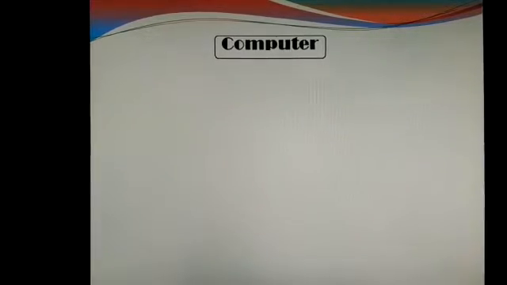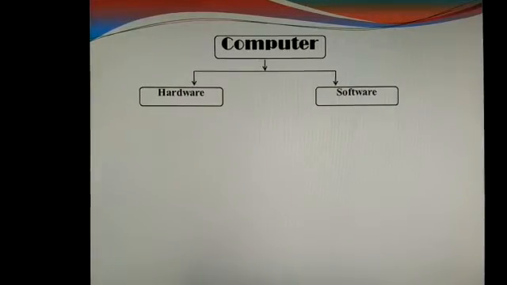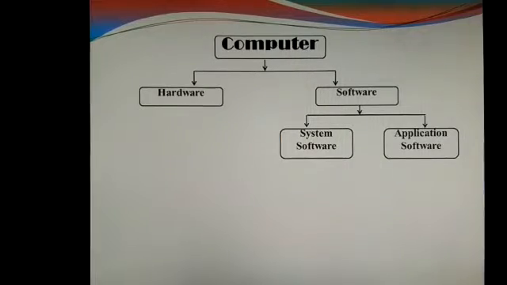Students, a computer system can be considered to be made up of two main components, hardware and software. We have to study only about software. Software is divided into two types, system software and application software.